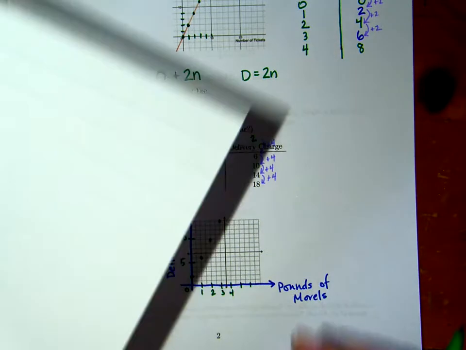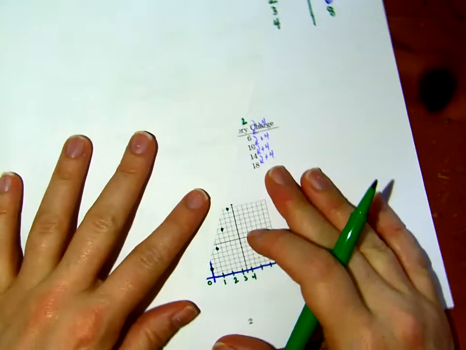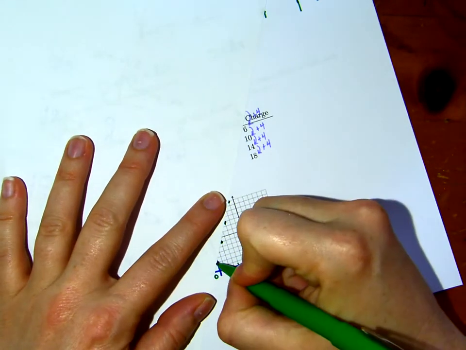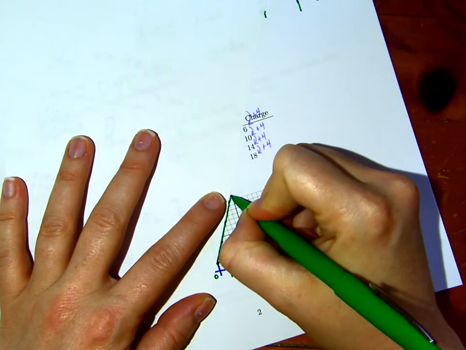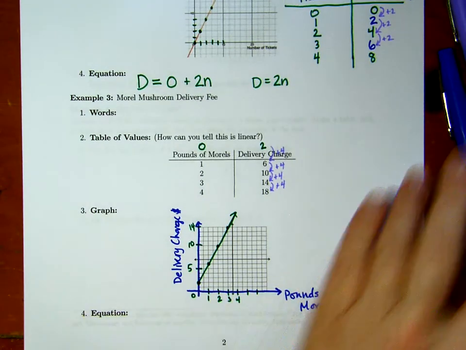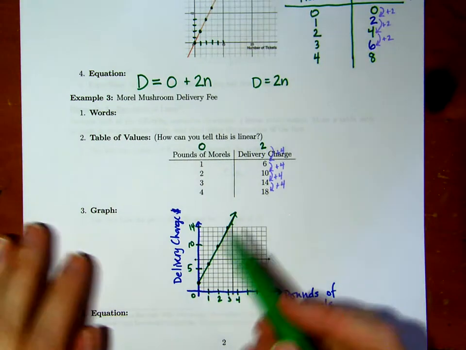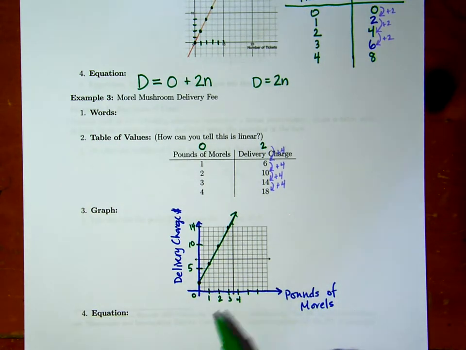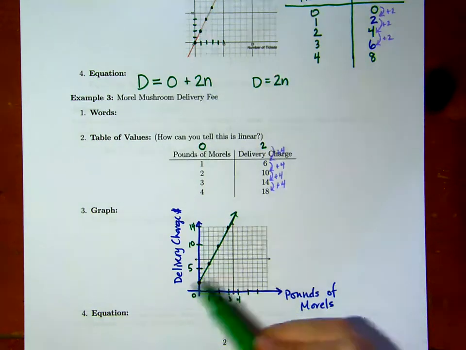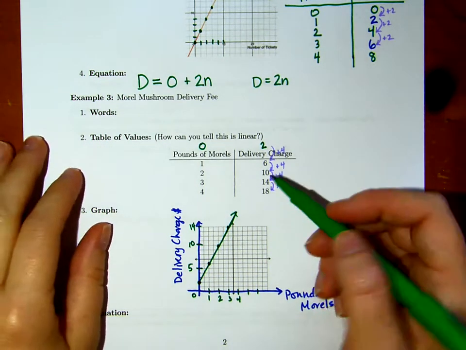And again, I use my highly technical, beautiful ruler. Something like that. I didn't dip into the negatives. I didn't continue my line just because it doesn't make sense. A person isn't going to pay us for not buying their mushrooms.